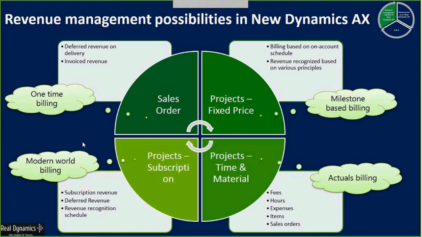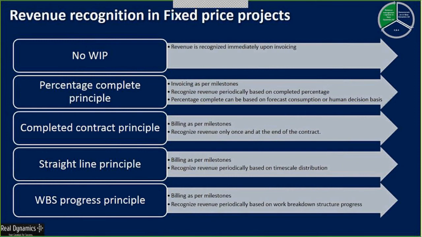This is a series to the session which we will be doing next month. That's where we will go into details of how the subscription revenue is done. But we will focus completely on the fixed price project and what all different options are possible. I'll take the different principles of revenue recognition in a fixed price project, the first being no WIP, which is the work in progress.